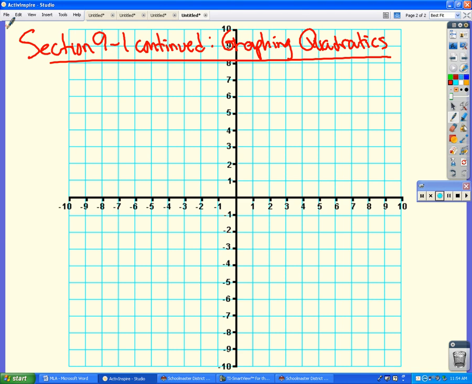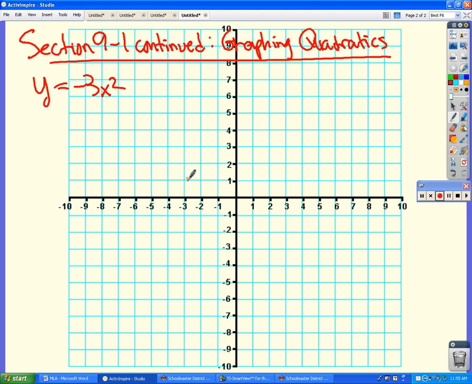Alright? So let's start out with an easy one. Let's graph y equals negative 3x squared. Okay? Now, you can use your knowledge of parabolas that you learned yesterday to get an idea of what this graph is going to look like before you even make it.